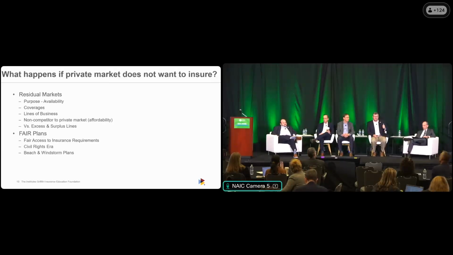You're probably very familiar with the auto ones. Some of you, depending on where you live, may be more familiar with the property ones. Workers' comp ones are great examples of this as well, right? And the idea behind it is the state's not going to be a competitor, right? We don't want to compete with the private market. We don't want to take their place. We want to provide for those who can't find what they need in the private market. And this is vastly different than what we would also consider a different line, the excess and surplus lines.